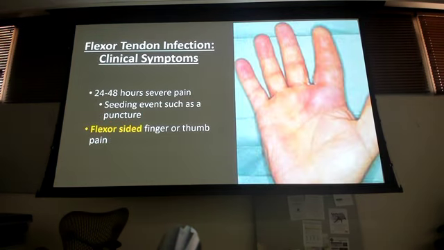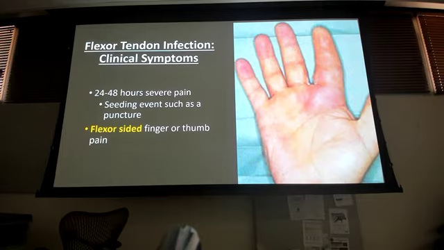Okay? So 24 to 48 hours, in that short period of time, that's from the time of injury, they can develop severe pain, okay? Meaning significant. You want to get a history of it, whether or not there's been an event, like a puncture wound or seeding event, and you want to evaluate the flexor side of the thumb or the affected finger. Does that look like a big swollen finger that doesn't look like the other fingers or the fingers of the other hand? Okay, yes.